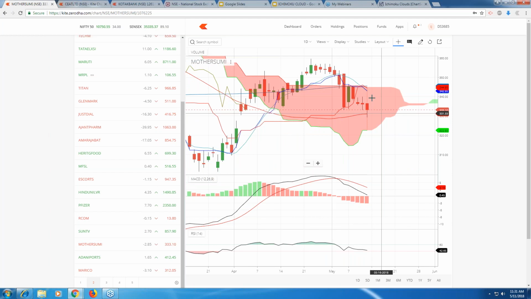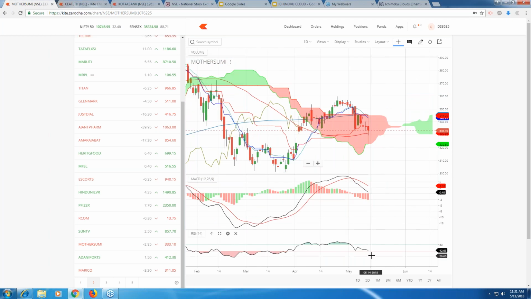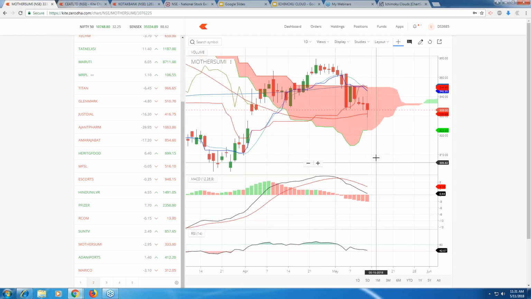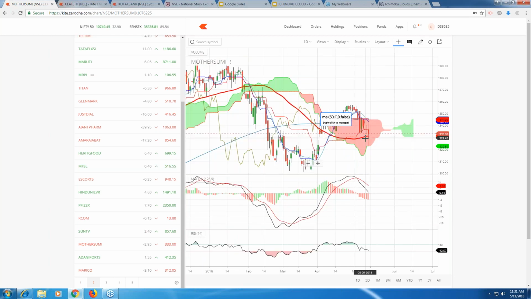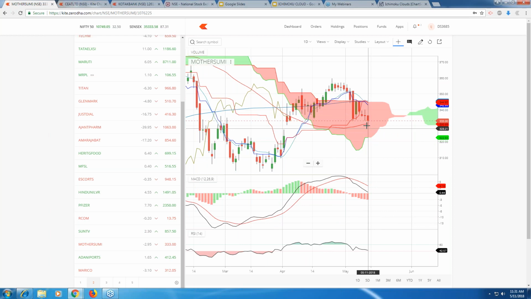Because it is just about to pierce the cloud, right? RSI is down. See, RSI is almost close to 40. So there is an opportunity for us to short. I'm waiting for a shorting opportunity to mature, because I believe that the stock will come down. If it comes down below the cloud, I will have a good entry into it.